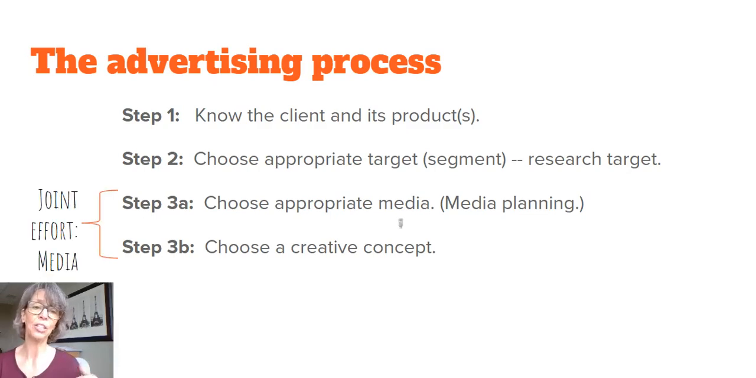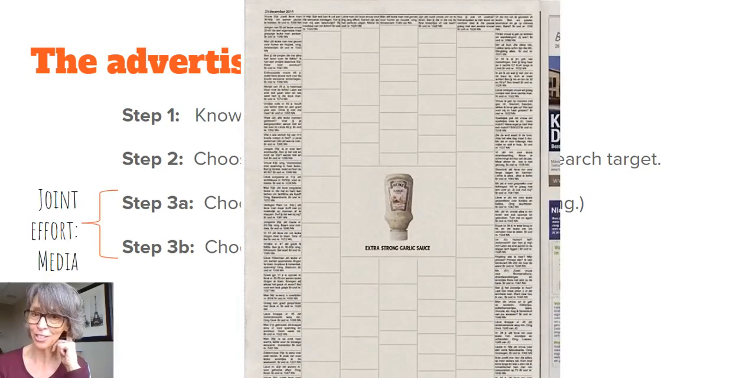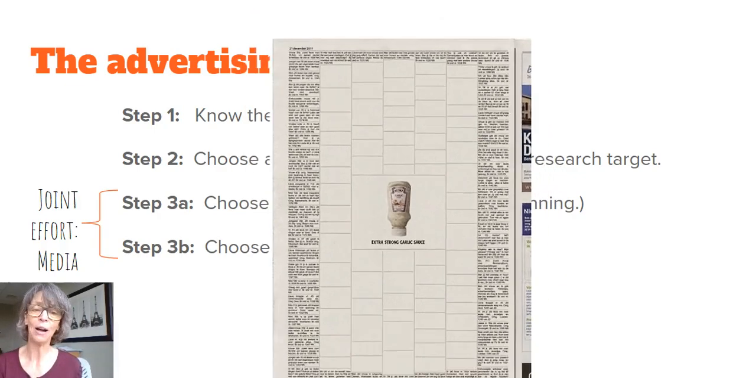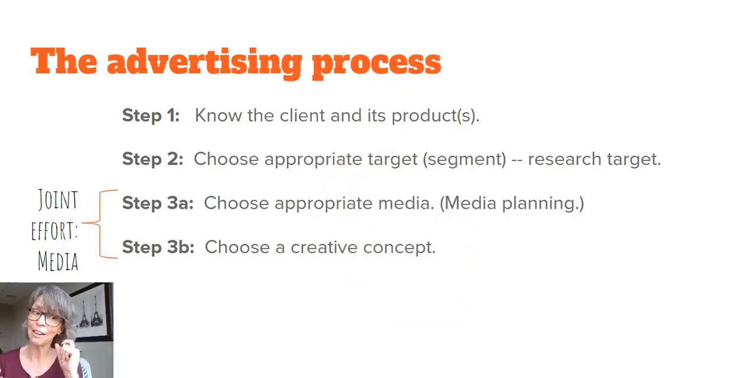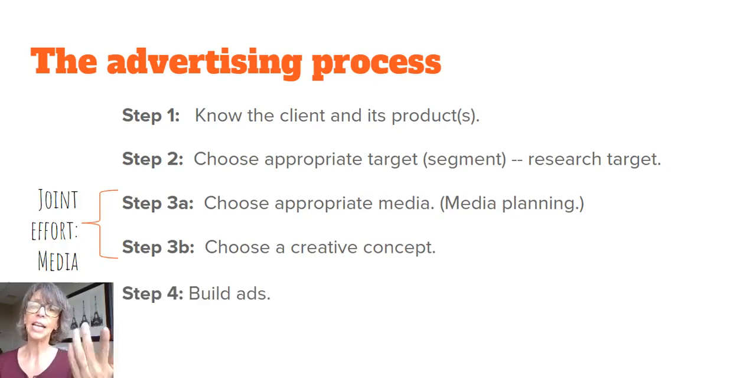And this is the example that I showed you in class about the garlic sauce, right? I mean, that's just perfect, where you can see that the media decision and the creative decision, that they work together. So that's just the example of how great advertising can be if those two things are done at the same time. And then going along with the advertising process, once all of those important steps are done, then we can actually build the ads.